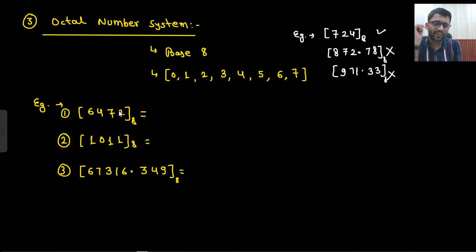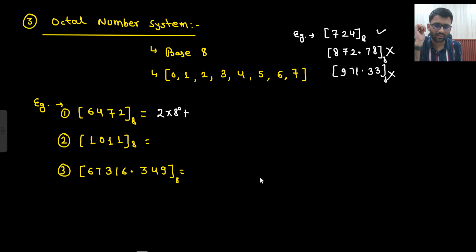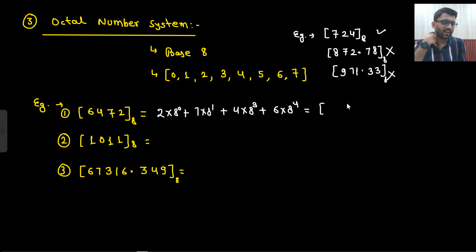Now, what will be the place value of 2? 8 to the power 0. What will be the place value of 7? 8 to the power 1. What will be the place value of 4? 8 to the power 3. What will be the place value of 6? 8 to the power 4. You can calculate it and you will get the answer in decimal.